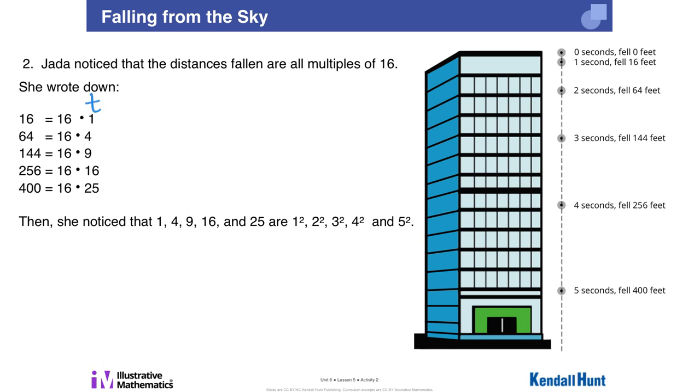I'm going to put down t for seconds, meaning 1 second, 2 seconds, 2 squared, 3 seconds, 3 squared, and so on and so forth. So I'm going to go ahead and write an equation here saying that the distance d that the rock has fallen is going to be equal to 16, that's constant in the whole thing, times t, the number of seconds, squared.